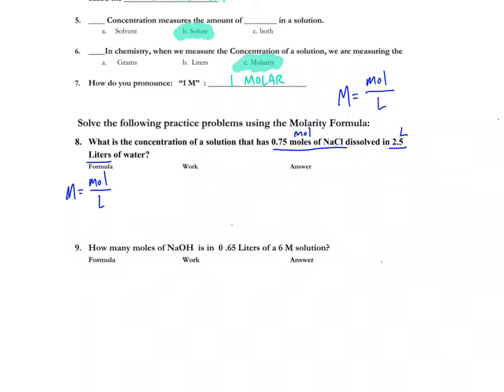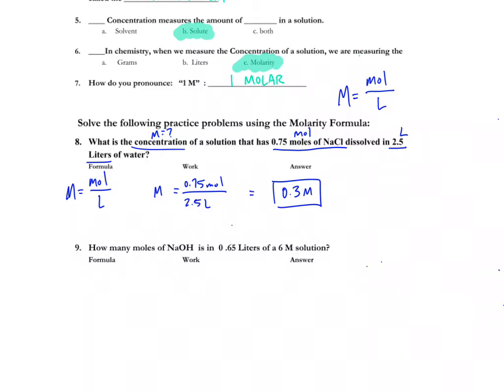So I'm going to plug in what I know. I know the amount of moles is 0.75, and the volume is 2.5. So what are you solving for? Well, if it's asking you what is the concentration, then that means it's asking you for molarity, which means molarity is unknown. So 0.75 divided by 2.5 liters gives you 0.3. So this solution is a 0.3 molar solution.